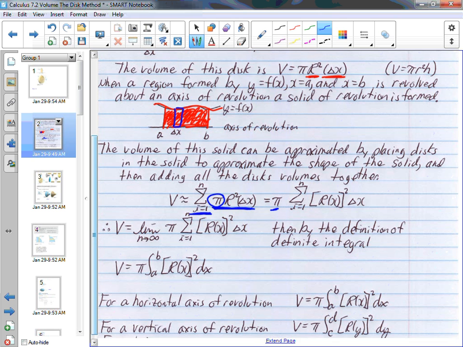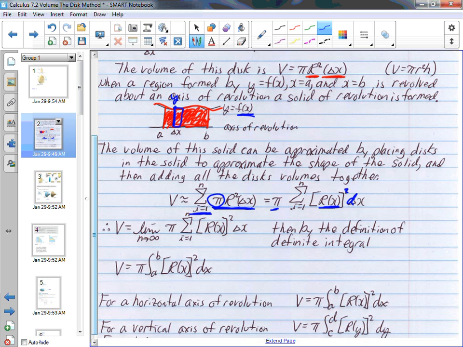So you've got pi times the sum from i equals 1 to n of the radius. As long as our axis of revolution is horizontal, the radius will be a function of x. It'll be f of x. Isn't that what would happen up here? Isn't that distance right there whatever that y-coordinate is? And isn't that y-coordinate found because it's a function of x? So if you've got a horizontal axis of revolution, your radius will be a function of x. Okay? Squared, and then times the height of the disk, the height of the cylinder.